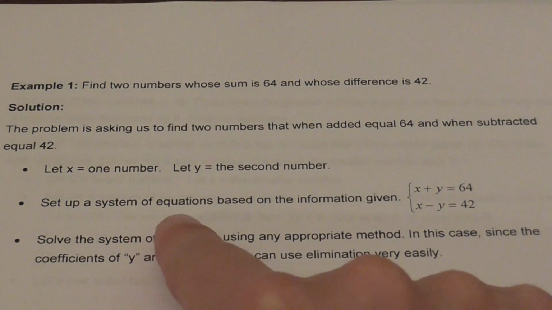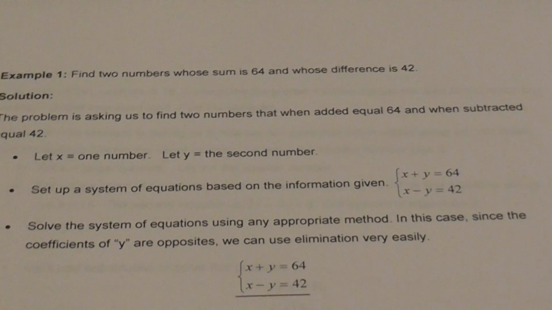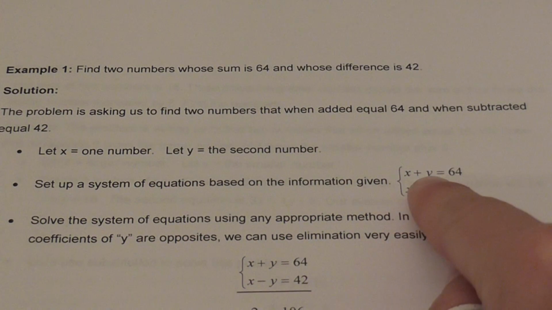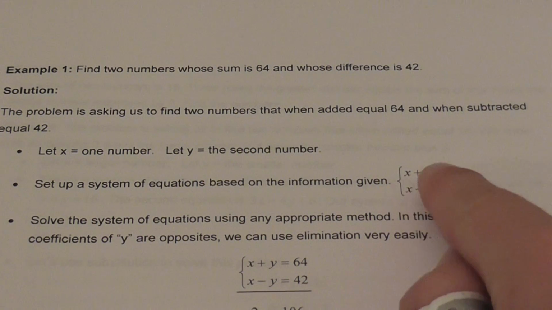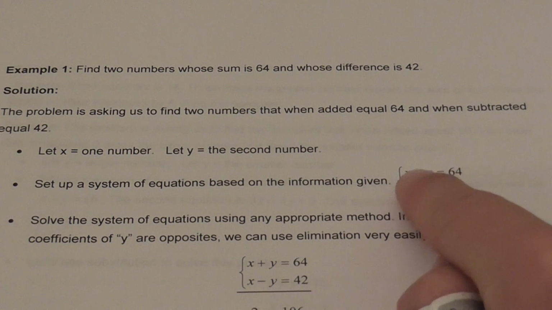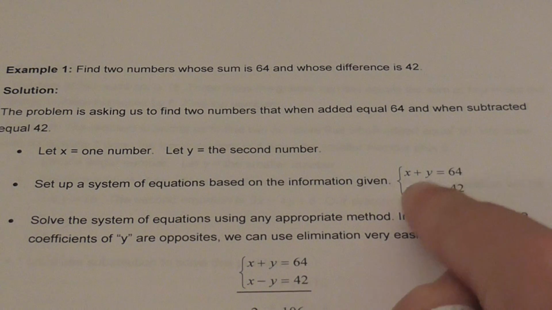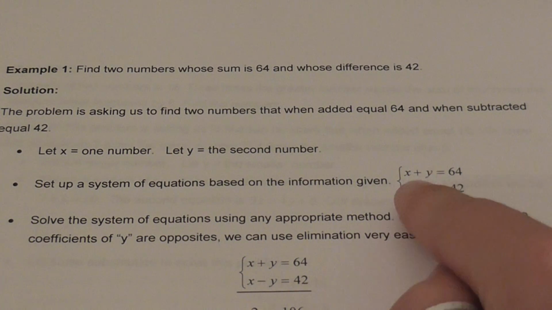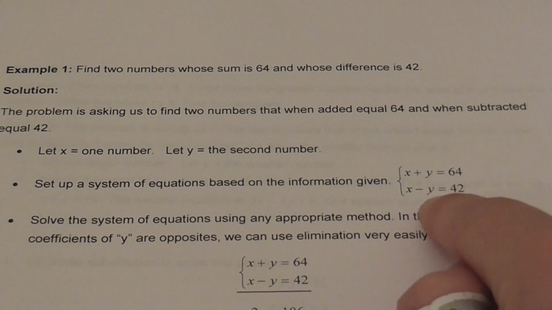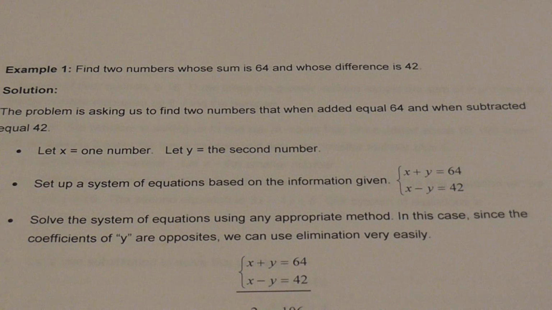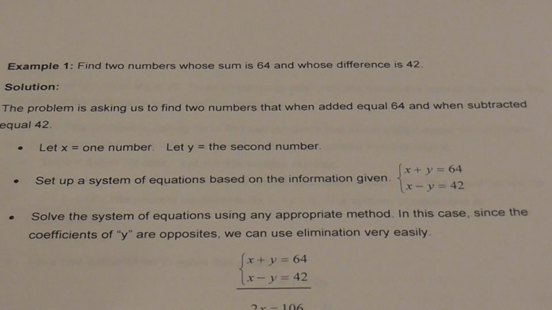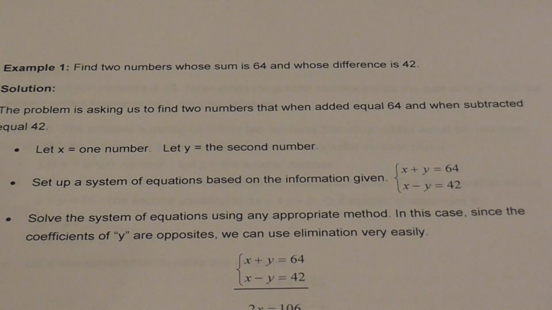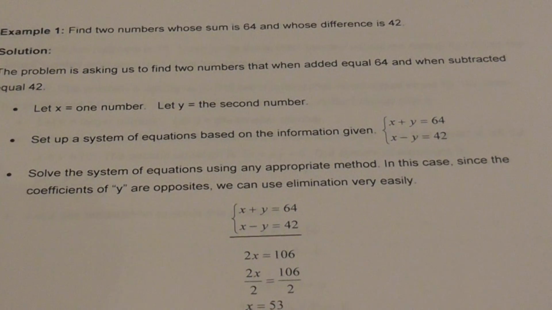And then we're going to set up a system of equations based on the information. So x plus y, so the two numbers added together, is 64. x plus y equals 64. When the numbers are subtracted, x minus y equals 42. So the difference between the two numbers is 42. Then we're going to solve the system of equations using any appropriate method. So in this case, the coefficients of y are already opposites. So it really sets it up well to use elimination.